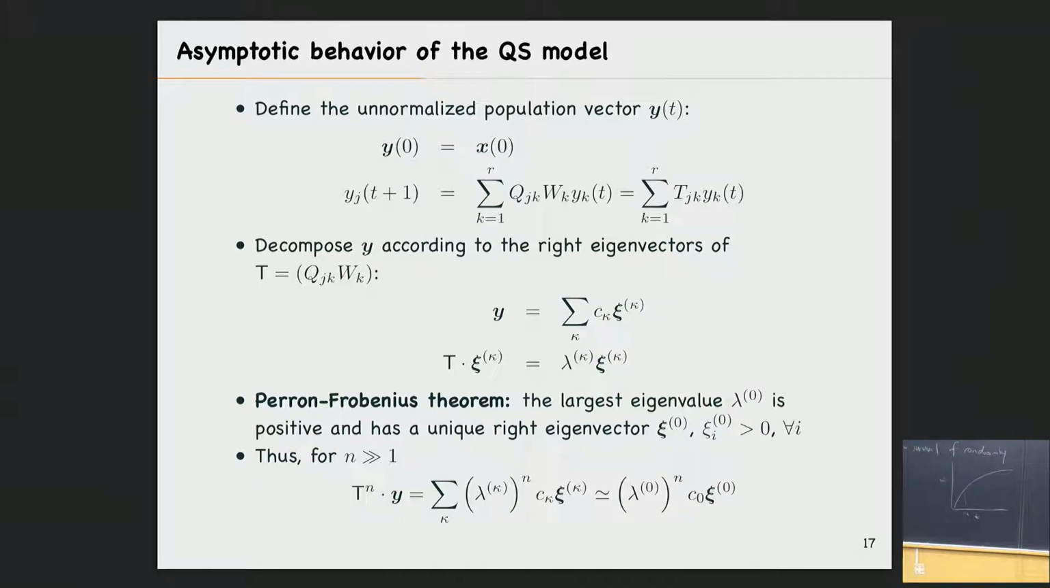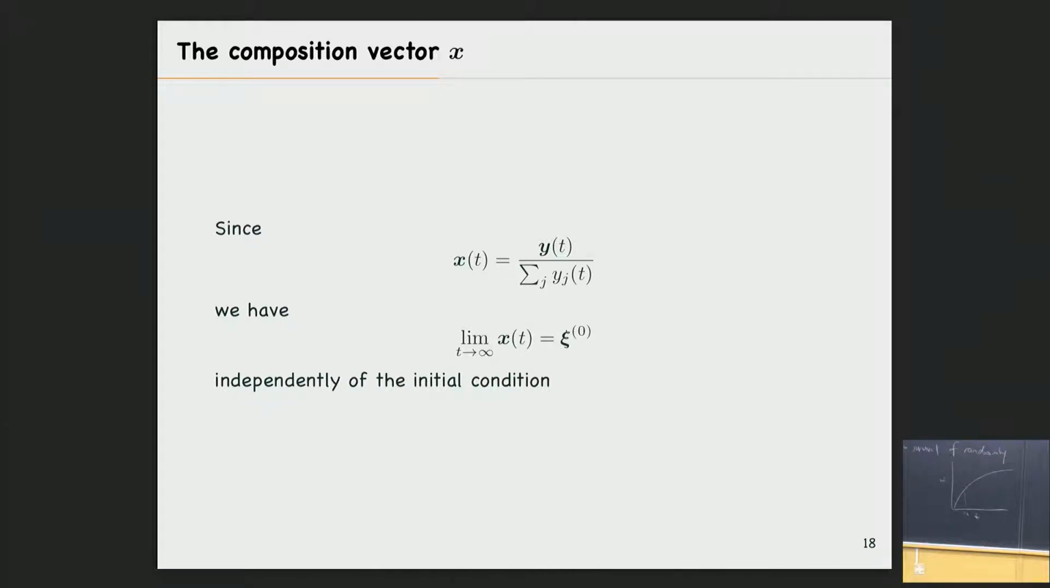Therefore, if I iterate this mapping over y, what I end up with after some time is a vector which is proportional to this unique right eigenvector belonging to the largest eigenvalue. Because now I normalize, I know that the composition of the population will reach this stable state. As t goes to infinity, the composition will be given, independently of the initial condition, by this right eigenvector. So that is the solution of the quasi-species model.